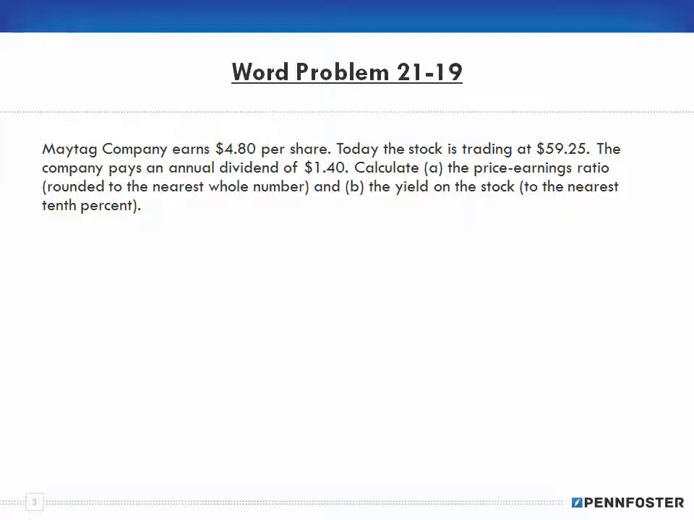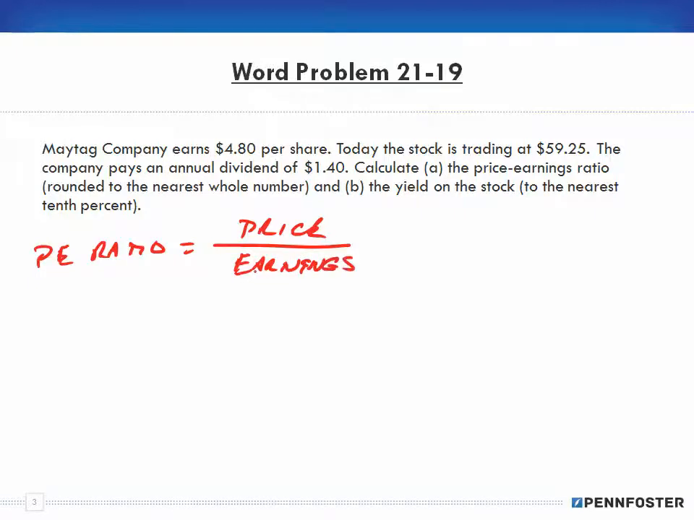Remember the PE ratio is the price of the stock. The way you think about it is price to earnings, a ratio. A ratio is a fraction, so price goes on the top and earnings on the bottom. That's the PE ratio. That's how I remember it. I don't memorize a formula.